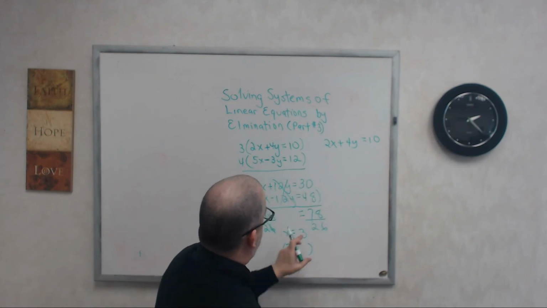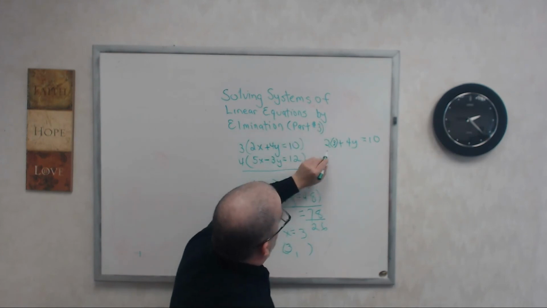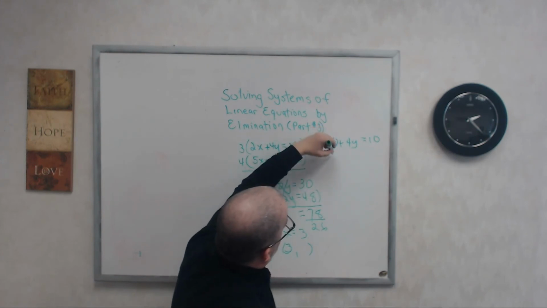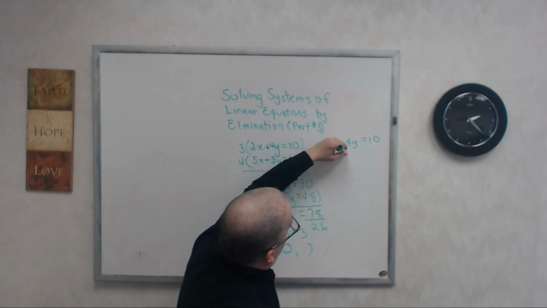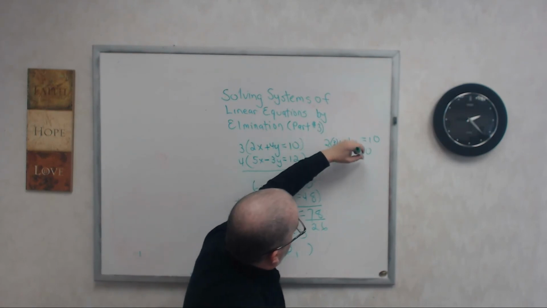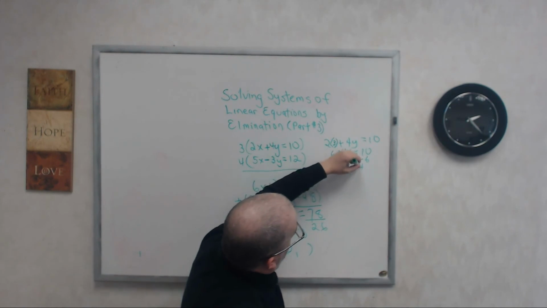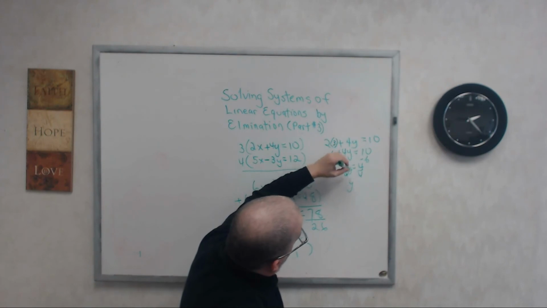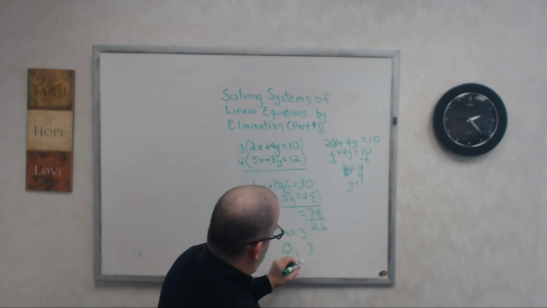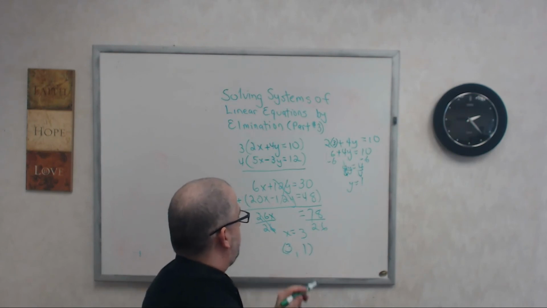We take that 3 and put it in place of the x value. So 3 times 2 is 6, plus 4y is equal to 10. Subtract the 6 from both sides, and we get 4y is equal to 4. Divide by 4, and we get y is equal to 1. So the point of intersection is (3, 1).